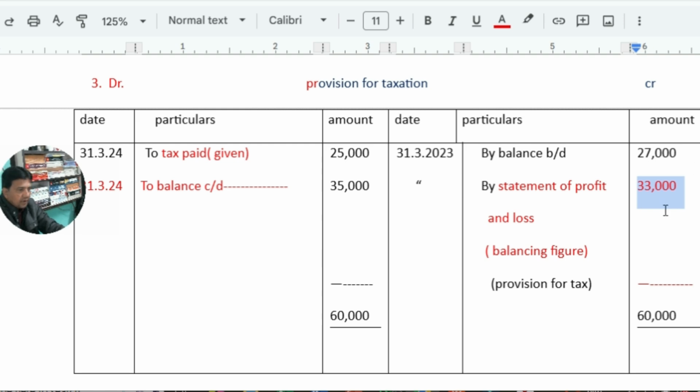The balance is 33,000. And this is the amount transferred from profit and loss account, and this amount is added to net profit after tax balance. Added to net profit after tax, then the value obtained is net profit before tax.